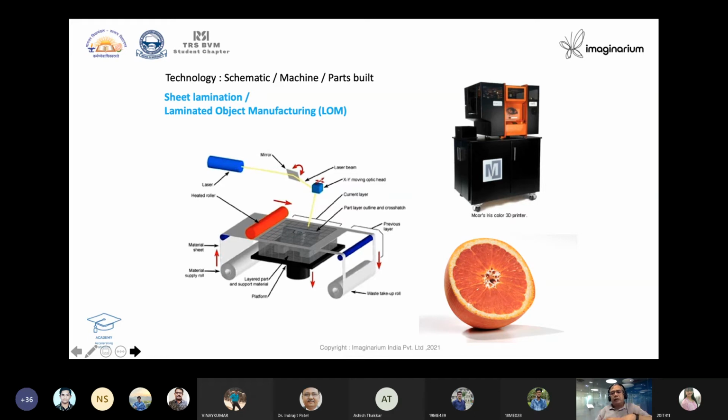Much later, an Ireland company, Mcor, started using paper. Instead of laser cutting, they used a blade. And they used A4 sheets of paper, just like what we load in a printer, and that can make this juicy orange that you see at the bottom. But somehow industry also rejected this because it doesn't have a long life. It doesn't have industrial application possible. For anything, industrial application is very, very important to create value.